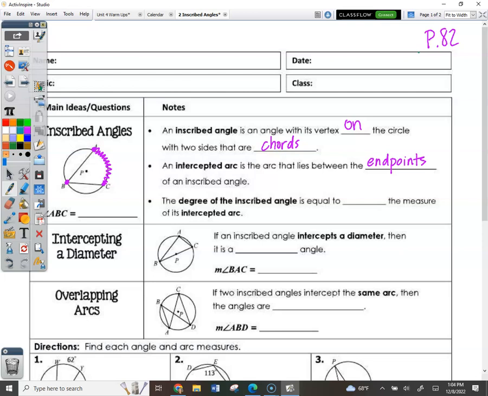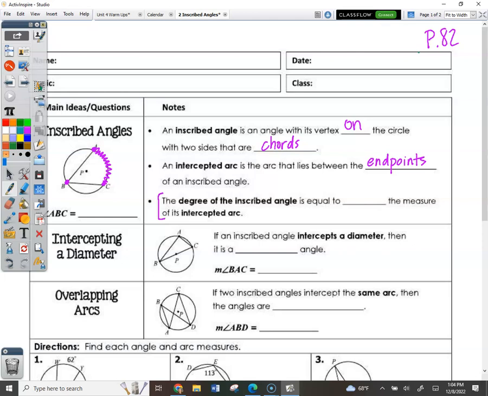Now, here's the new part. Here's the math behind it, okay? I hope you're listening. This little bullet right here, this is the math behind an inscribed angle. So go back to yesterday's lesson. We learned that a central angle is what to its arc? Congruent or equal.